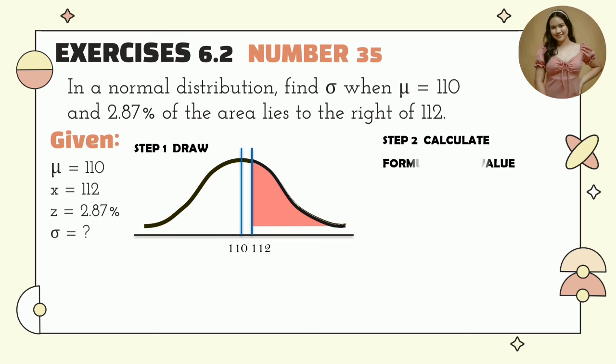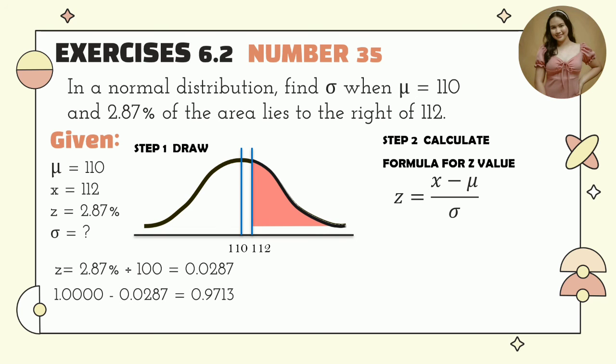The next is we calculate. We use the formula for z value. But before that, we solve for our given percentage. We have 2.87%. We divide it by 100, so it will become a decimal number. We have 0.0287. And then, we subtract it from 1.0000 since our area to be found is on the right side of our x value. So we subtract 1.0000 minus 0.0287 equals 0.9713. And now, we look for the closest value on the table.